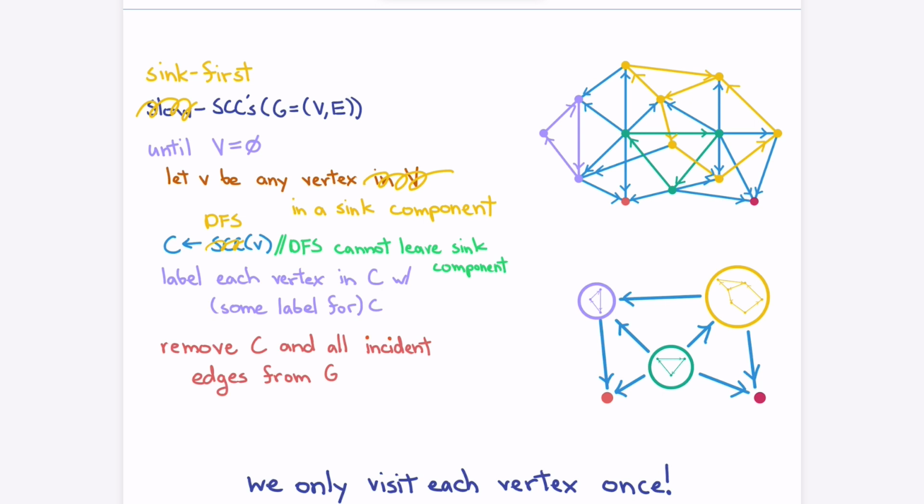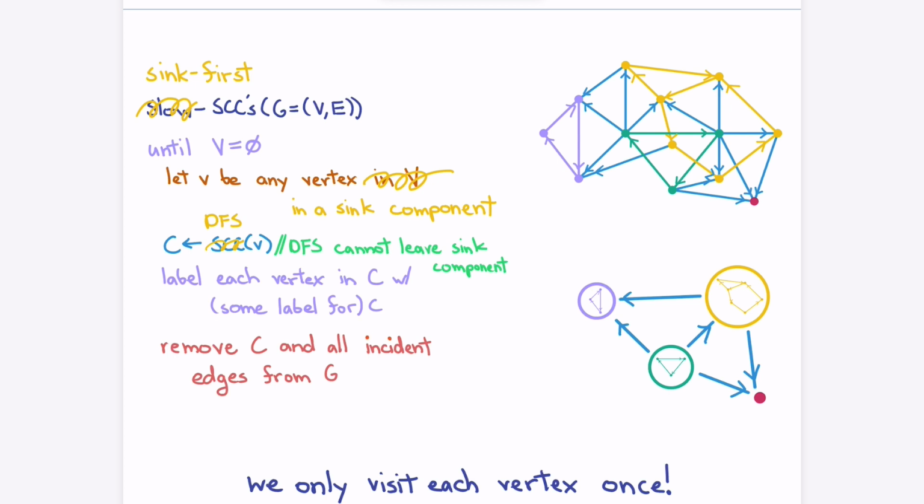leave the sink component. I'm not looking at the rest of the graph. So I actually just look at this vertex and I remove it from the graph, right? So like this and like this. And I've only spent time proportional to the number of edges that were incident or kind of connected to that sink component. And if I ran it in purple next, I would never leave purple. And so I'd only be visiting 3 vertices and those edges.